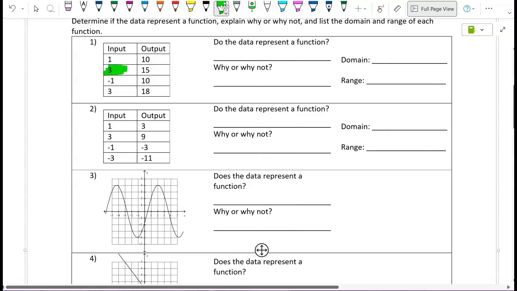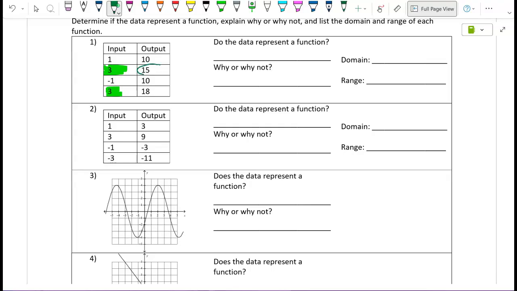We look at I have an input of 3 here and I have an input of 3 here, but one time the function box gave me 15. The next time the function box gives me 18. Is the function box working? No, it didn't give me the same answer, so this is not a function. And our explanation, it needs to be something along the lines talking about the input of 3 has two different outputs.